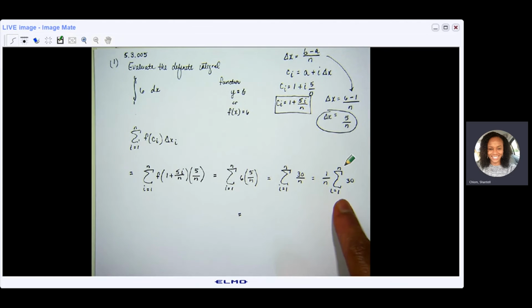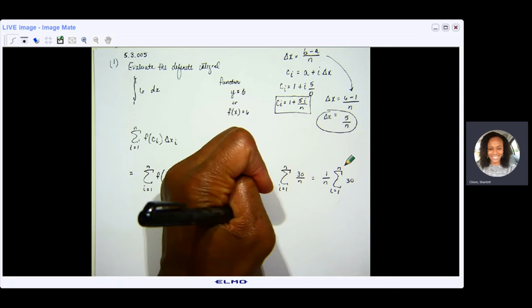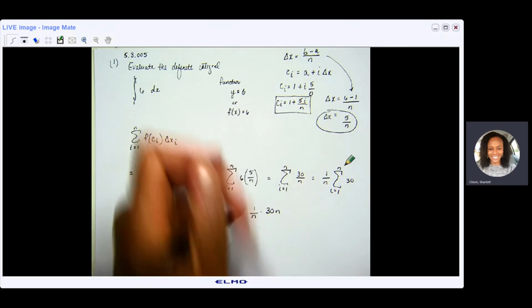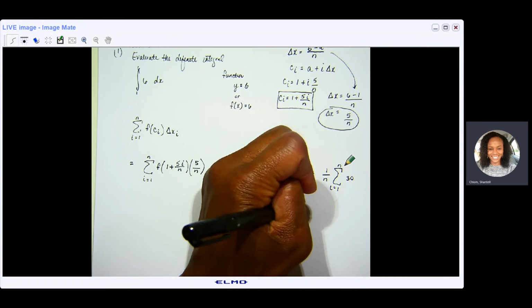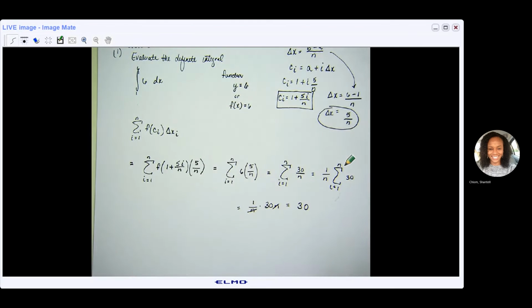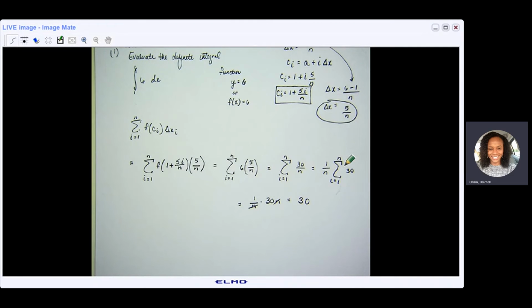So 1 over n, remember those summation formulas from 5.2? The summation of a constant is just that constant times that top limit value n. So 1 over n times 30n, and the n's just cancel each other out. So that's just 30. We just have 30. Okay.